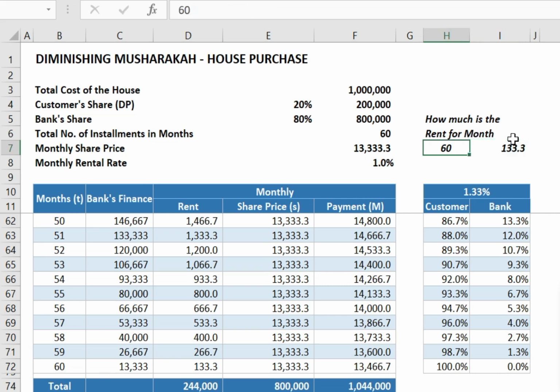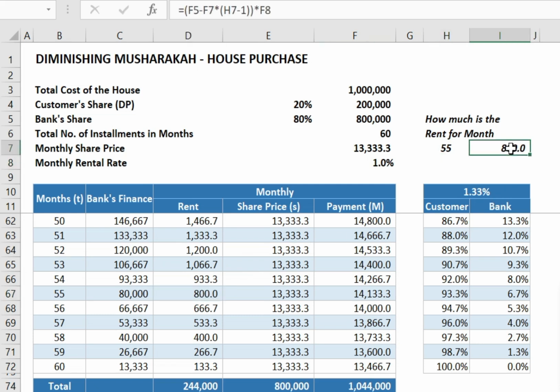For instance, in month number 60, using this formula, you can now see that the rental payment for month number 60 is 133.3, which is the same based on the schedule. If I change the value to 55, then you can see here that it's 800.